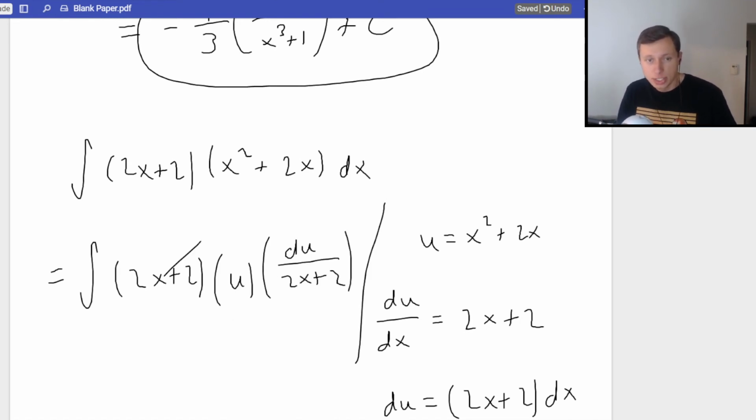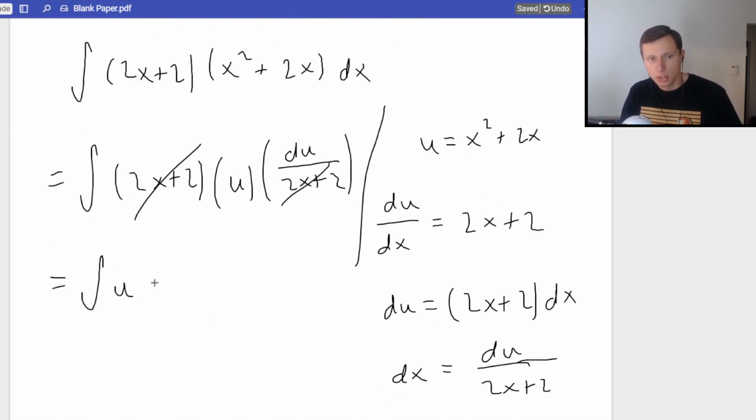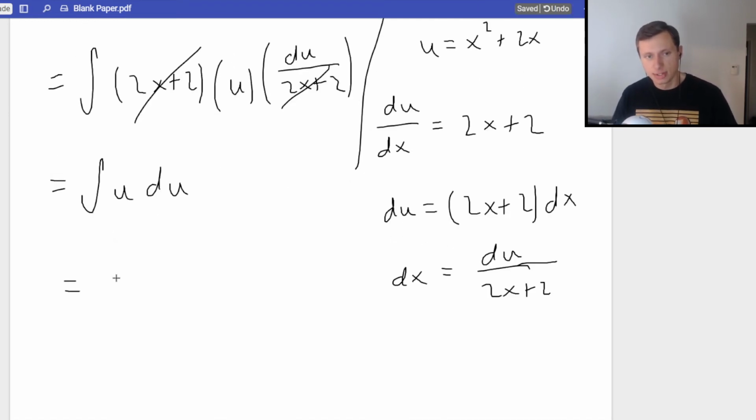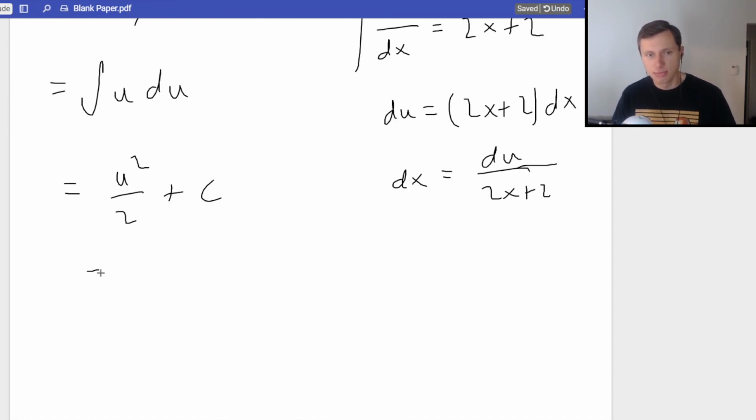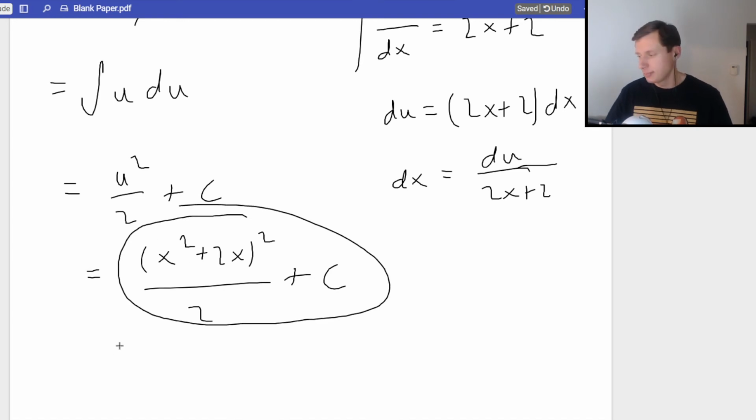We see that the 2x plus 2 will cancel, which is nice. And now we're just left with the integral of u du. This is a very easy integral to solve. It's going to be u squared over 2 plus c. And again, we said u was x squared plus 2x. Final answer, quantity x squared plus 2x squared divided by 2 plus c. Okay. Any questions on that one?